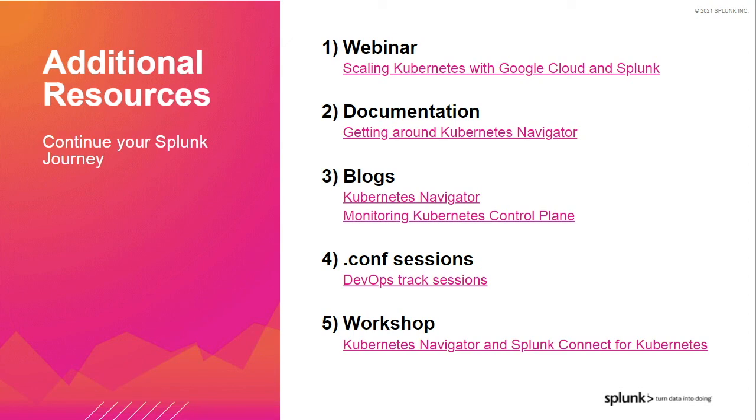The second one is documentation: how do you get started with Kubernetes Navigator and deploy the daemon set, Smart Agent? The third one is blogs, a couple of blogs that I wrote earlier. Kubernetes Navigator, a little bit more details on the features and installation. And monitoring Kubernetes control plane. That is, if you have your on-prem Kubernetes deployment, if you are managing it, it's not a managed service like AWS EKS or GKE, then Splunk Infrastructure Monitoring provides out-of-the-box monitoring for the Kubernetes control plane.